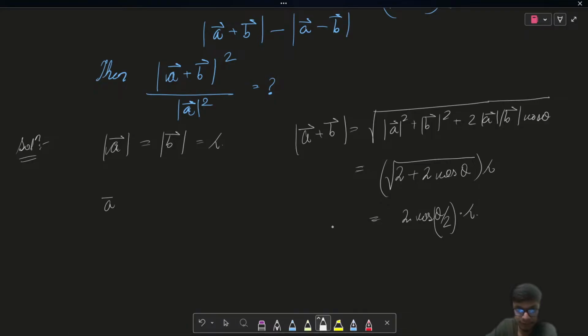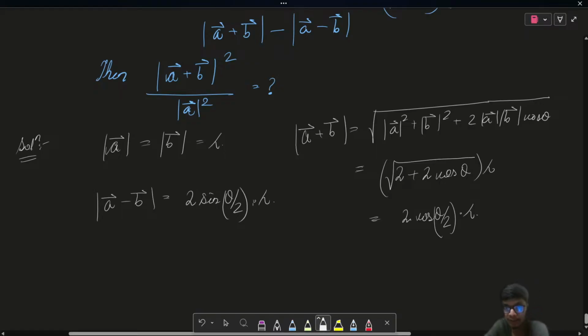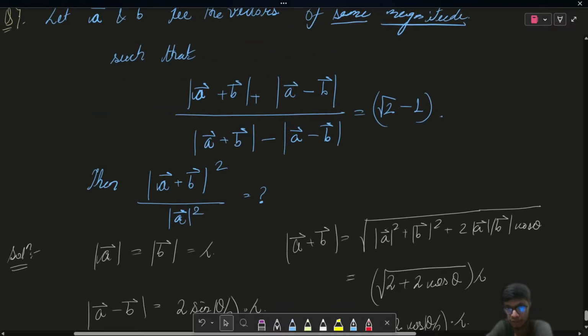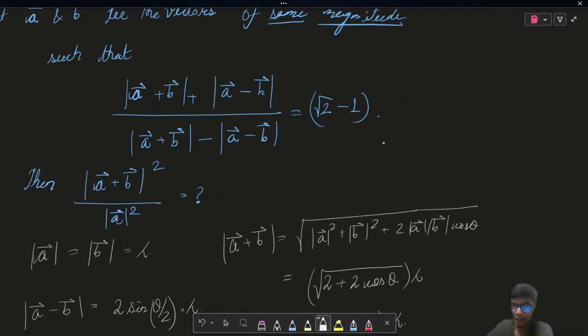Similarly, if we evaluate the magnitude of A vector minus B vector, it turns out to be 2 times sine of theta by 2 into lambda. Now if I look at the given ratio, interestingly, I can apply the componendo and dividendo rule. I hope you remember this from your junior classes, componendo and dividendo.